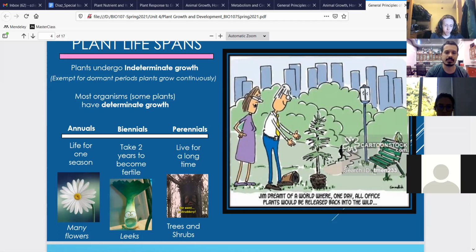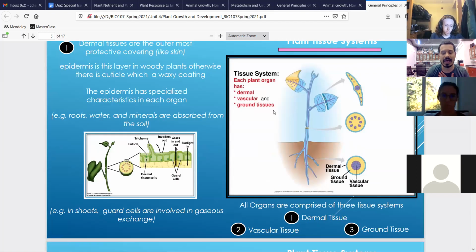So for instance, just like we have that epithelial tissue that covers our body, plants have mechanisms to keep water within themselves, right? So they have that dermal tissue with that cell wall, with that waxy layer on the outside to help keep water from exiting. So you have adaptations like that.